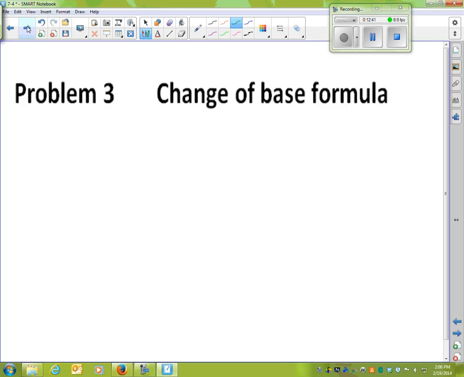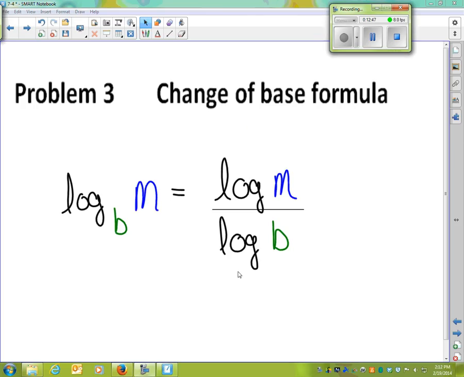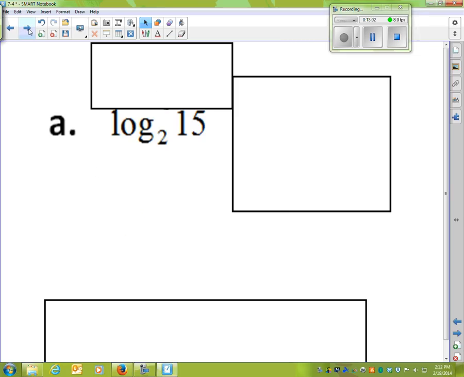One last formula to go over. It's called the change of base formula. The formula is log base b of m can be solved using your calculator, typing in the log of m divided by the log of the base. So let's see how this works in a problem.